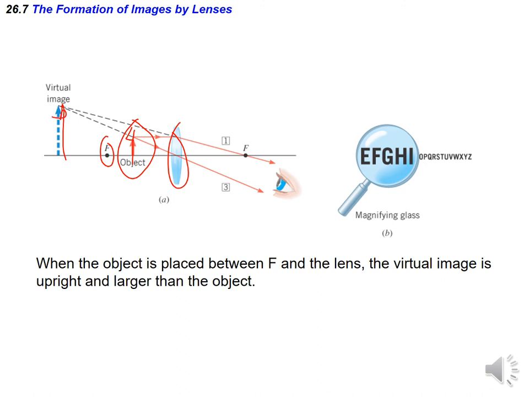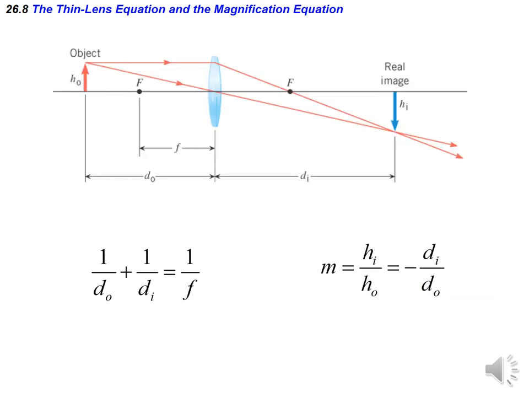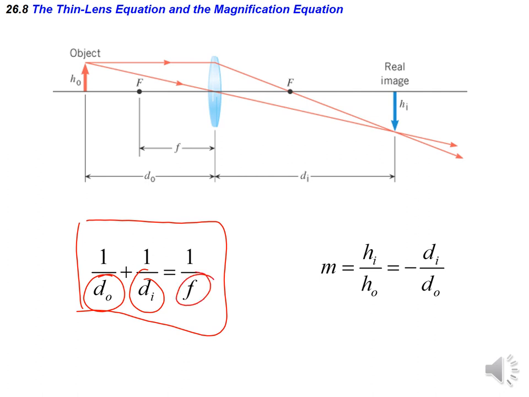So this can be verified using experimentation and also based on the given values. The diverging lens always forms an upright, virtual, diminished image. So we will be using the thin lens equation. As you can see, this is the same as the mirror equation. So we have the distance of the object, distance of the image, and the focal length. And for us to solve for the magnification, the same formula: this is the height of the image, height of the object, distance of the image to the lens, and then distance of the object to the lens.